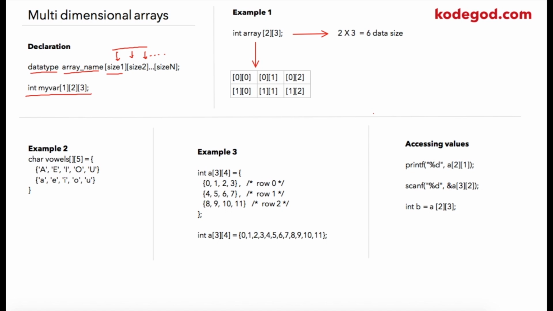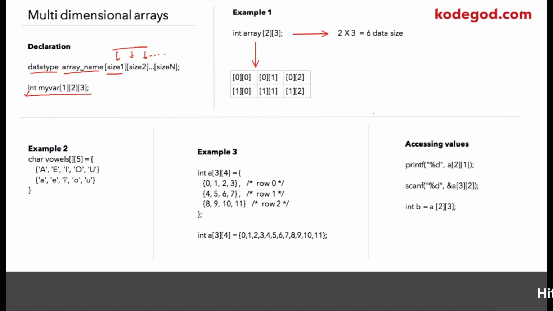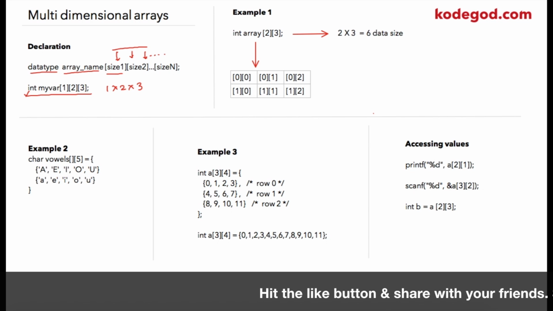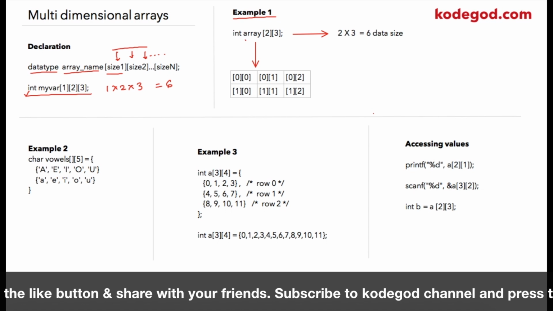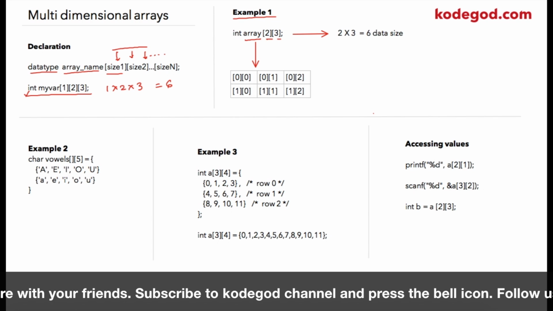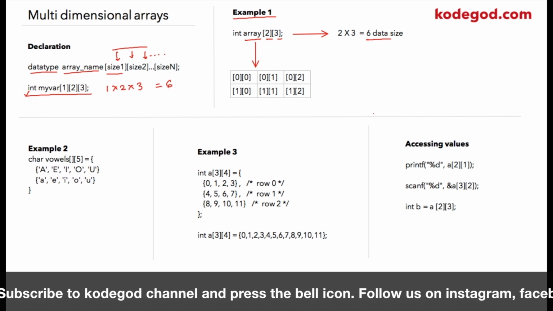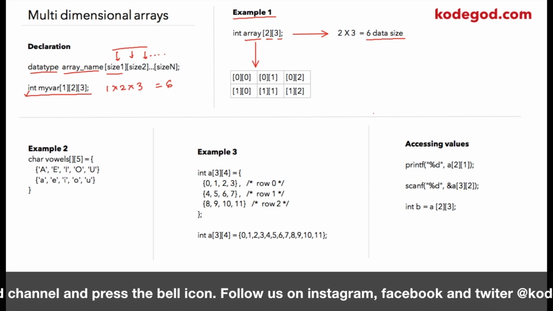In this example, I have declared an array, named it myvar, and it is of type integer. It is a three-dimensional array. So the total number of variables that this array can store is 1 multiplied by 2 multiplied by 3, which will be 6. In this other example, I have declared an integer array with dimensions 2 and 3. So the total data size will be 2 multiplied by 3, that is 6.